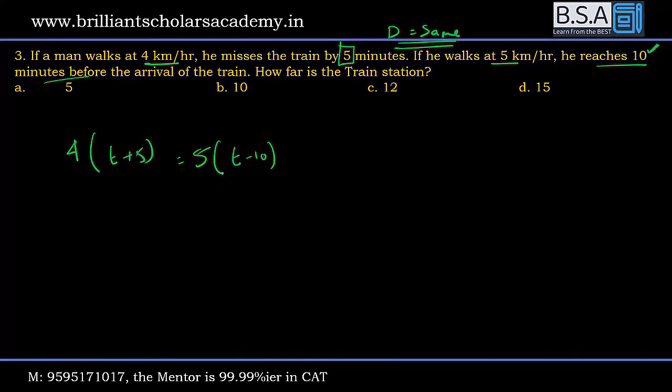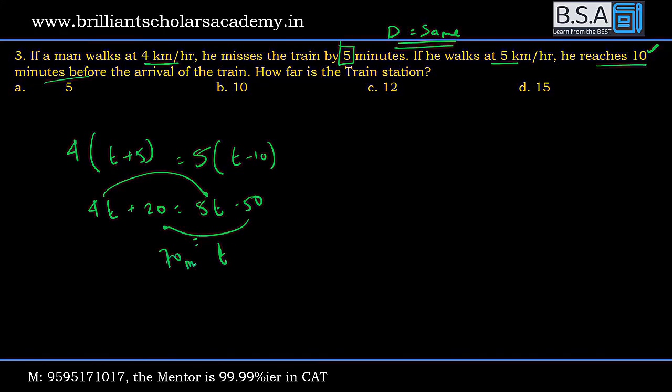These are in minutes. So when I rearrange 40 plus 20, 5t minus 50, transfer it here, t, transfer it here, 70. So normal journey time is 70 minutes. Now you put it here or you put it here makes zero difference. Normal time is 70 minutes. If I put 70 here, 5 into 70 minus 10.